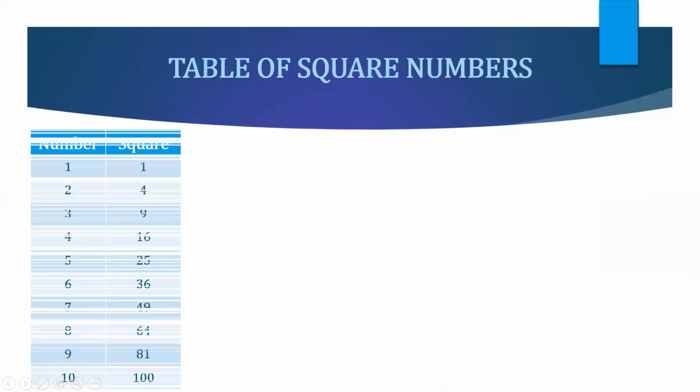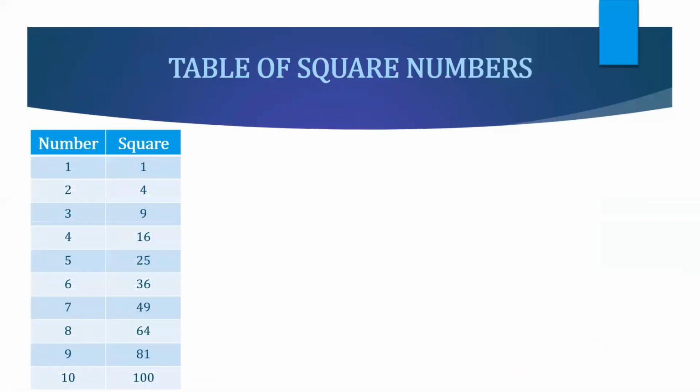Let's observe the table of square numbers. Here we have numbers 1 to 10 and square of those numbers. So square of 1 is 1, 2 is 4, 3 is 9, 4 is 16, 5 is 25, 6 square is equal to 36, 7 square is equal to 49, 8 square is equal to 64, 9 square is equal to 81, 10 square is equal to 100.